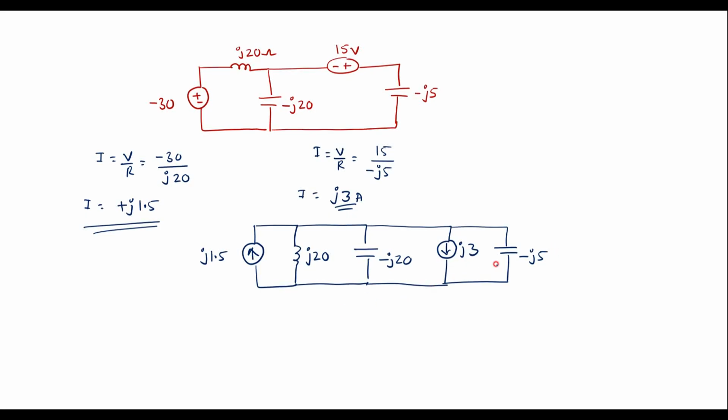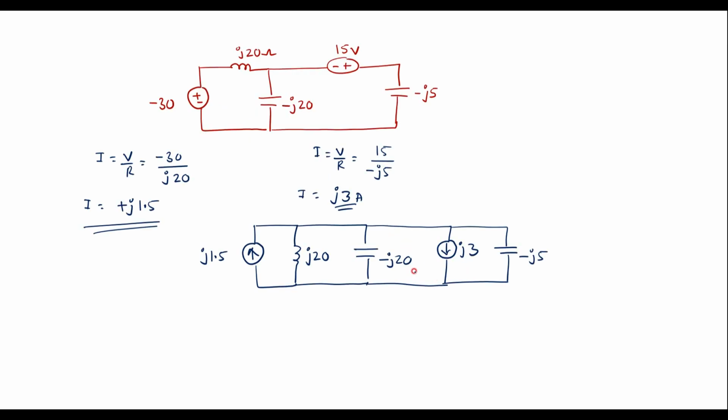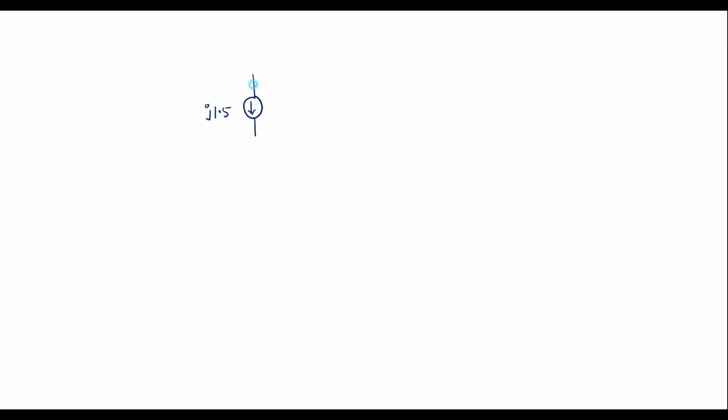Now further here we can observe that this current source and this current source are in parallel but opposite in direction. So we have to take the difference, that is 1.5 and 3. The difference is 1.5. So I can replace two current sources by single current source of magnitude J1.5, and rest all things I will keep as it is.